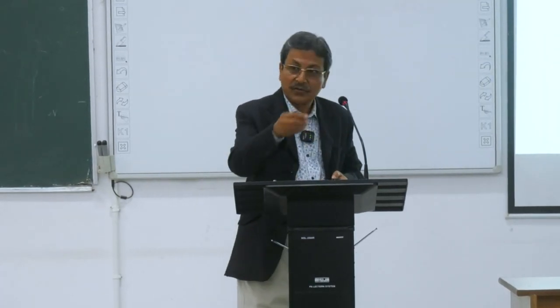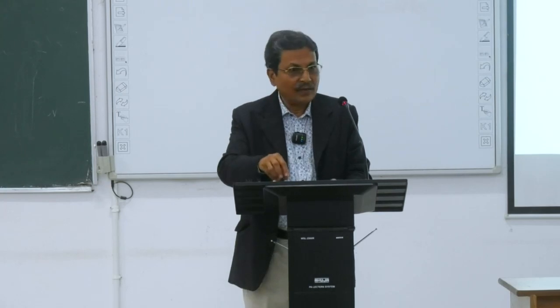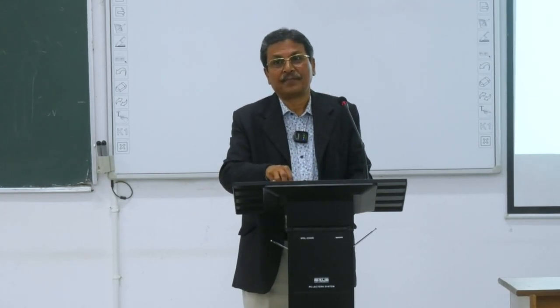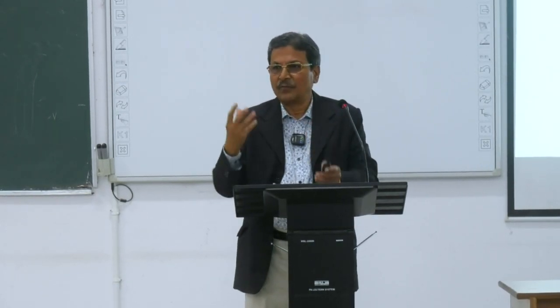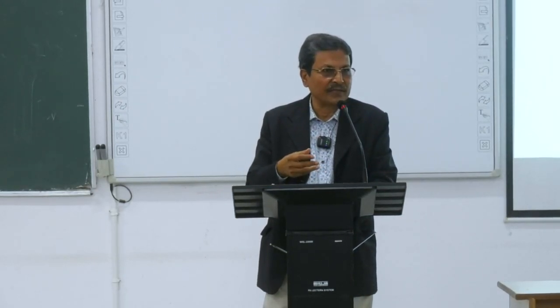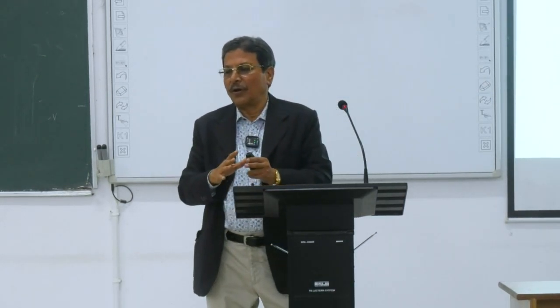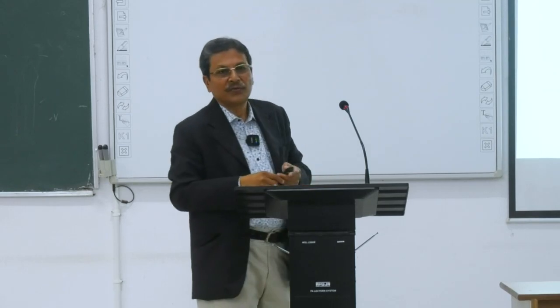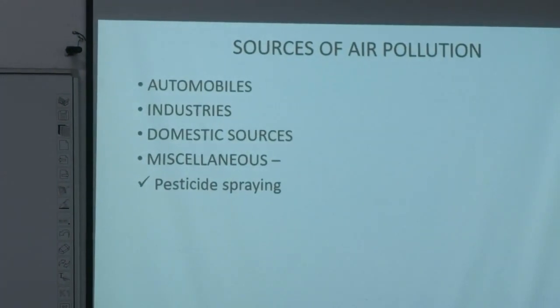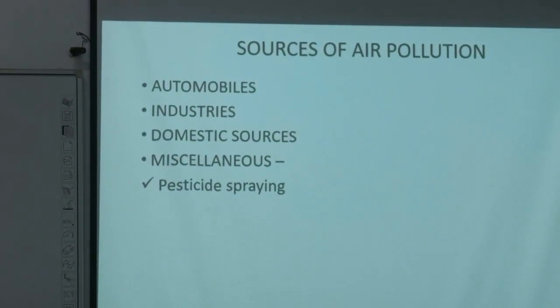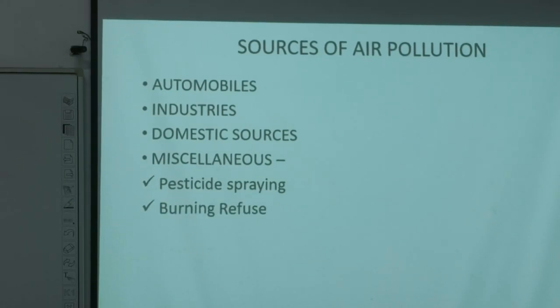Domestic sources. In domestic sources, you are burning gases. Indoor pollution is also there. It is not 100% absent. So we keep chimneys and exhaust fans so that accumulation from kitchens and our cooking does not take place. And if you don't keep your houses clean, different types of pollution may take place. Miscellaneous sources also come in. You are spraying pesticides and insecticides for more agricultural growth. Burning of refuse, all those things.